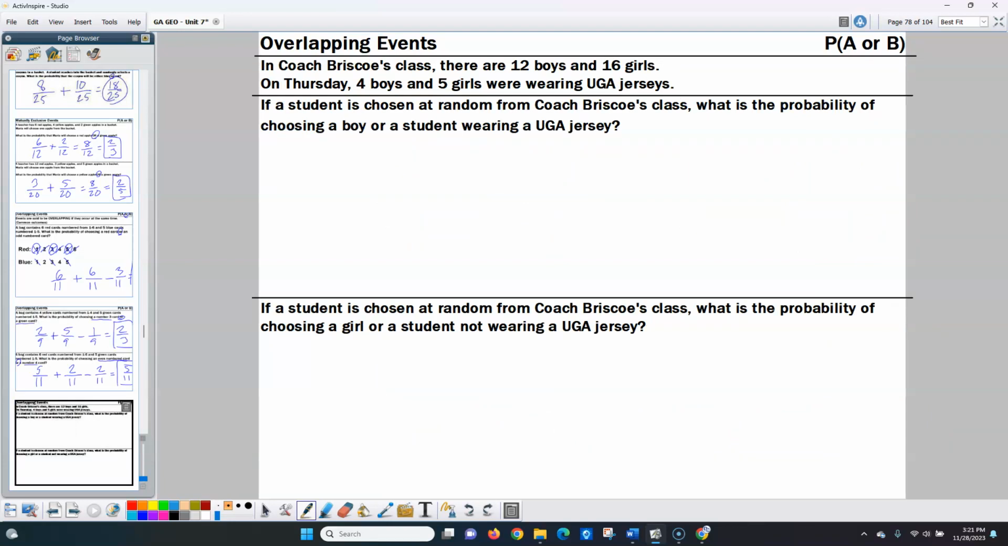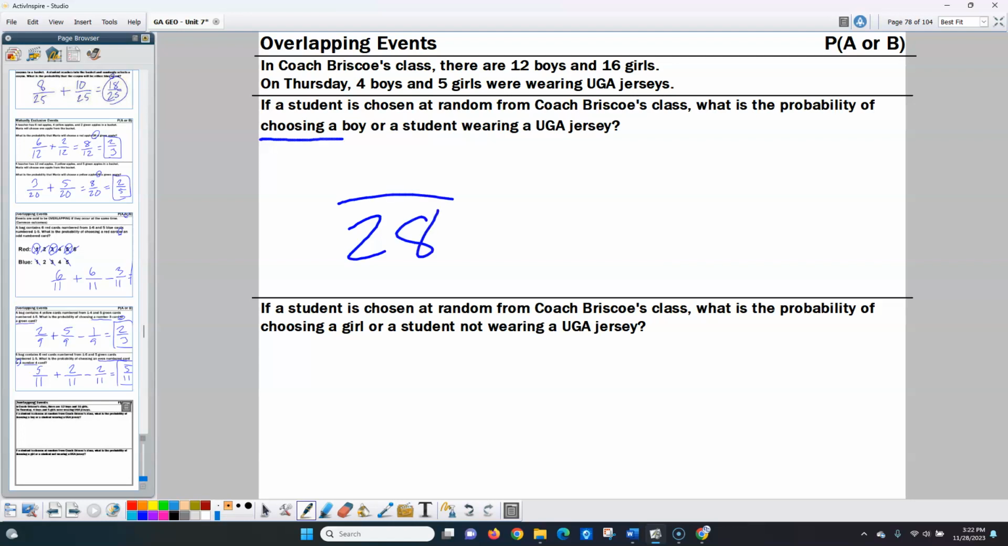In Coach Briscoe's class, there are 12 boys and 16 girls. On Thursday, 4 boys and 5 girls were wearing UGA jerseys. If a student is chosen at random from Coach Briscoe's class, what's the probability of choosing a boy or a student wearing a UGA jersey? Okay. So how many total people we got in the class? 28.